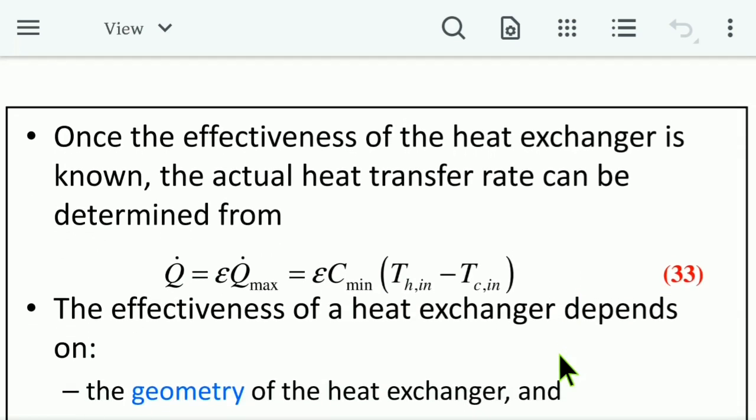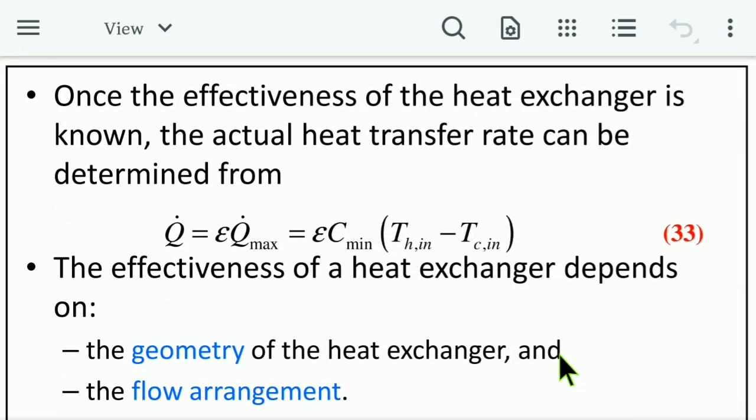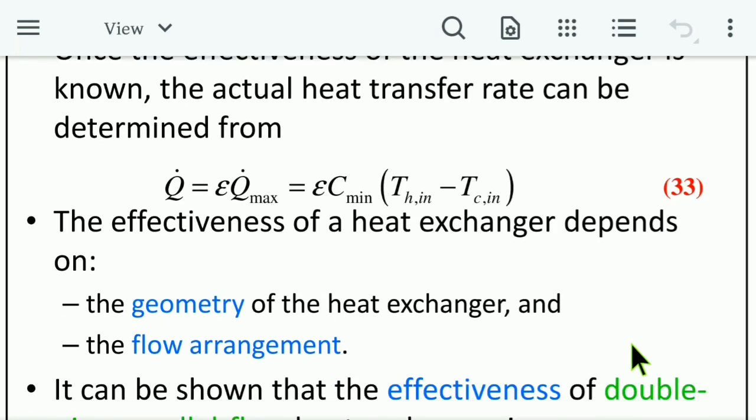Once the effectiveness of the heat exchanger is known, the actual heat transfer rate can be determined from this equation. Q dot is equal to epsilon Q dot max, equal to epsilon C min into Th in minus Tc in, equation 33. The effectiveness of a heat exchanger depends on the geometry of the heat exchanger and the flow arrangement.